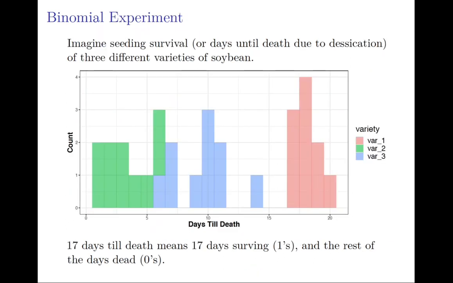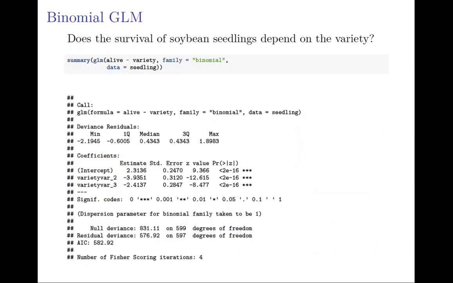And so let's think about a binomial experiment. Imagine you have seedling survival or days until death due to desiccation of 3 different varieties of soybean. And so you could have a bunch of replicates of these 3 varieties, and you could plot them here. So varieties 1, 2, and 3, pink, green, and blue. And in this data set, 17 days till death means 17 days surviving, so 17 days as 1s, and the rest of the days dead as 0s.